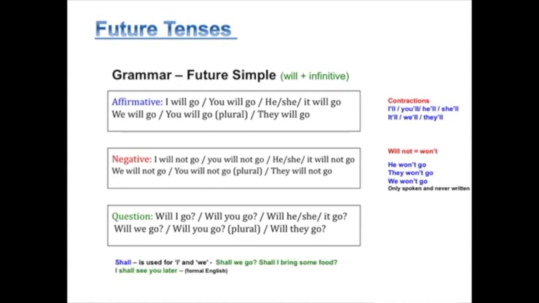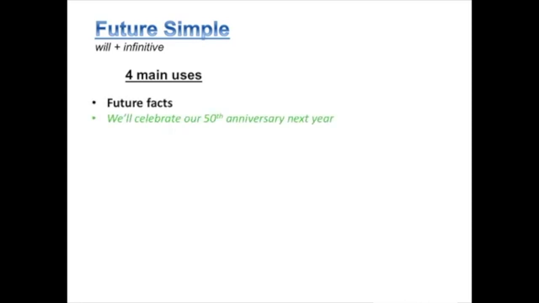Also, we use shall, and it's only used for I and we. Shall we go? Shall I bring some food? I shall see you later. This is often considered more formal. Okay, future simple has four main uses. The first use is future facts. We'll celebrate our 50th anniversary next year.